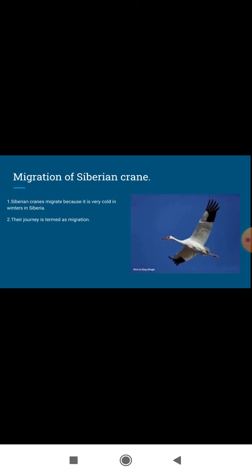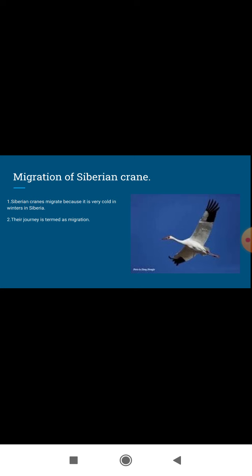Siberian cranes migrate because it is very cold in winters in Siberia. Siberia is the name of a country. So the crane which is found in Siberia is known as Siberian crane, and they migrate because it is very cold in winters in Siberia. So they migrate to other countries so that they can survive.